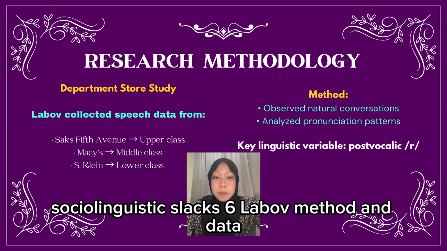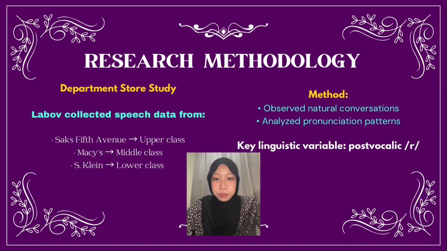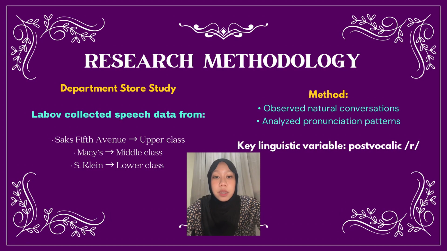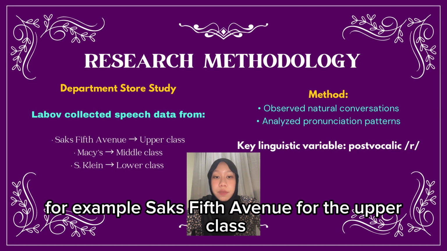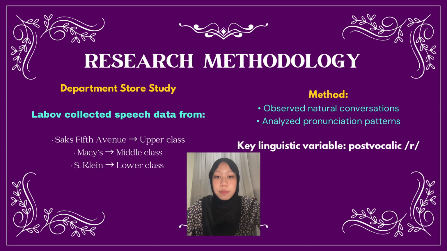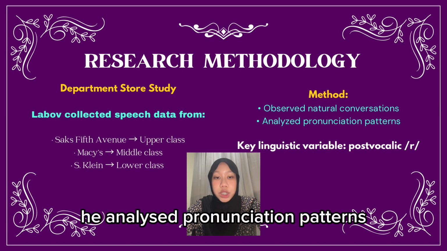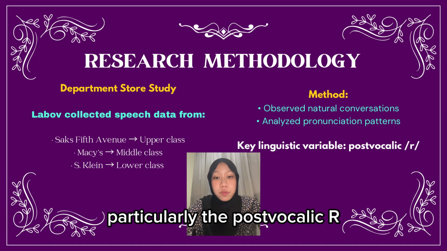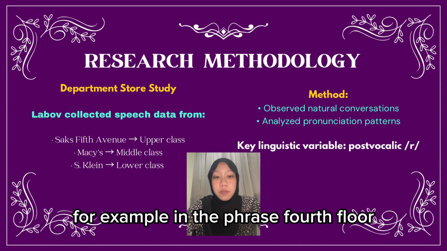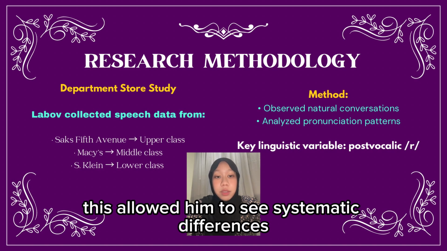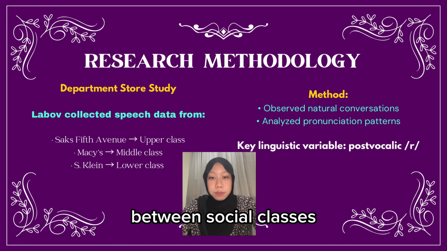Slide 6, Labov's Method and Data. Labov collected natural speech from department stores. For example, Saks Fifth Avenue for the upper class, Macy's for the middle class, and S. Klein for the lowest class. He analyzed pronunciation patterns in everyday conversations, particularly the post-vocalic R, for example, in the phrase "fourth floor." This allowed him to see systematic differences between social classes.